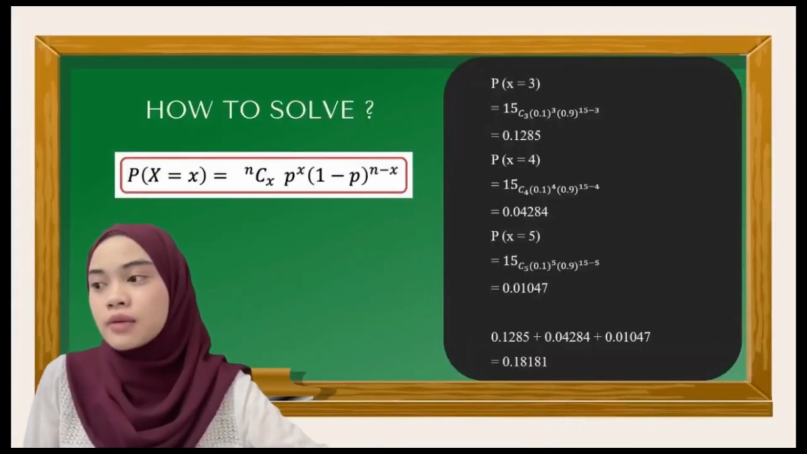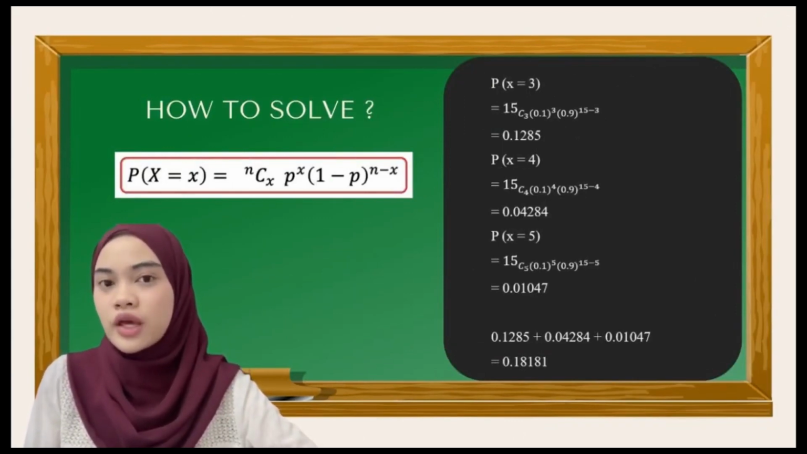By using the binomial distribution formula, we get probability of x is equal to 3 is 0.1285, and probability x is equal to 4, we get 0.04284, and probability x is equal to 5, we get 0.01047.